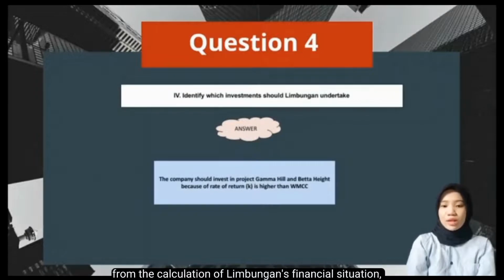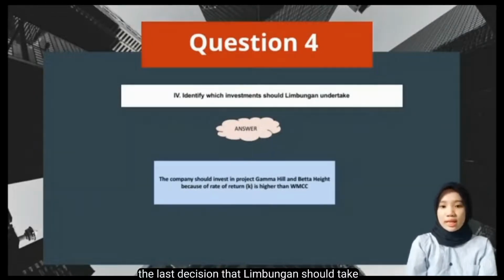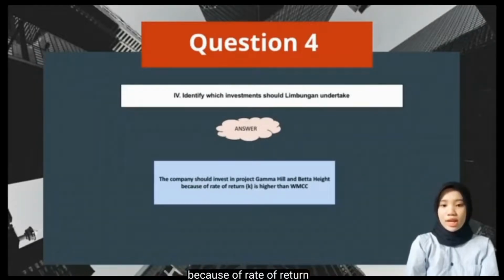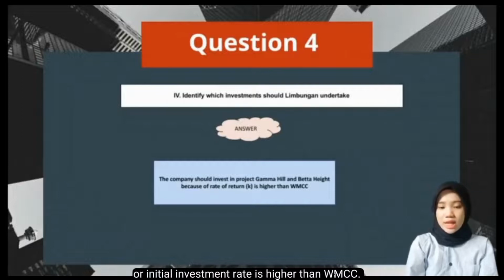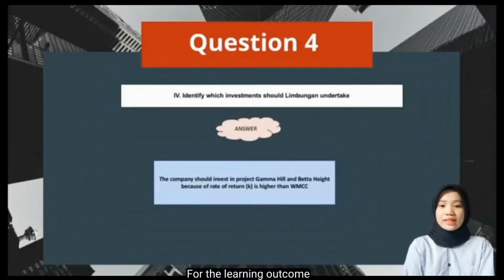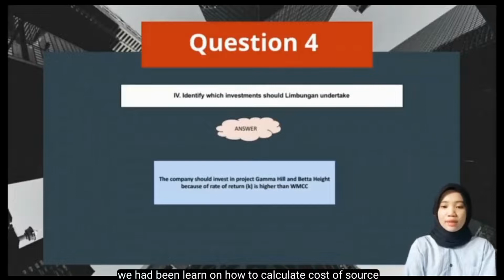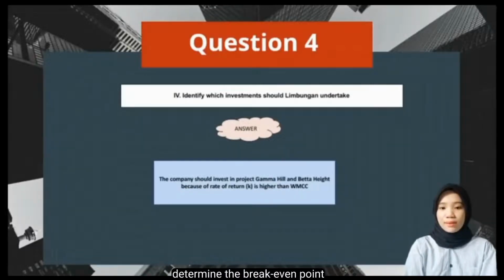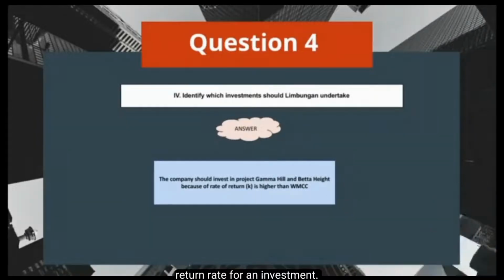Lastly, from the calculation of Limbungan's financial situation, the last decision that Limbungan should take is that the company should invest in projects Gamma Hill and Beta High because the rate of return or initial investment rate is higher than the WMCC. For the learning outcome for question 4, we have learned how to calculate the cost of sources of financing, determine the break-even point for the firm's financial situation, and calculate the weighted average cost of capital. We have also learned how to identify and choose the project that gives a high rate of return for an investment.